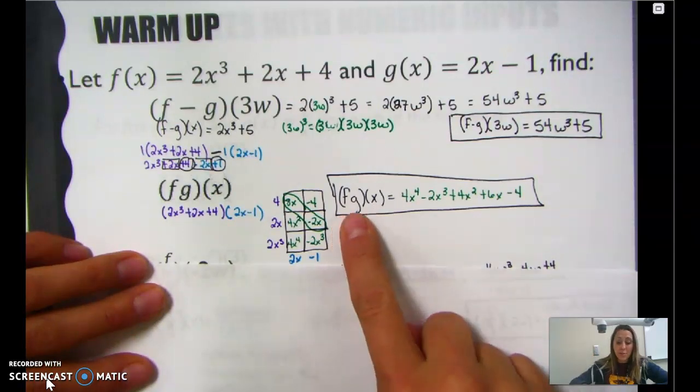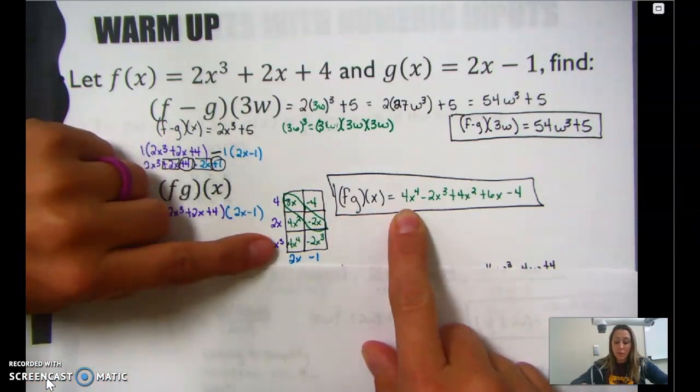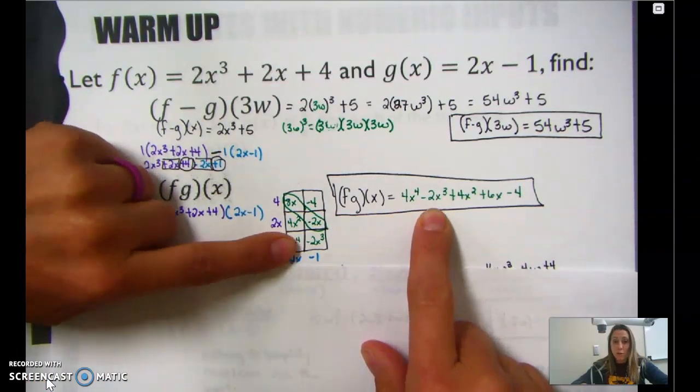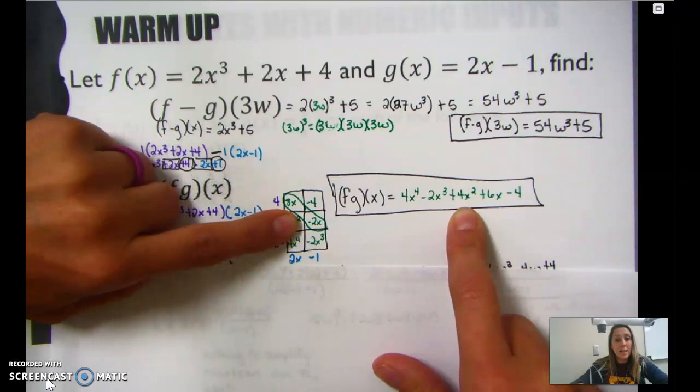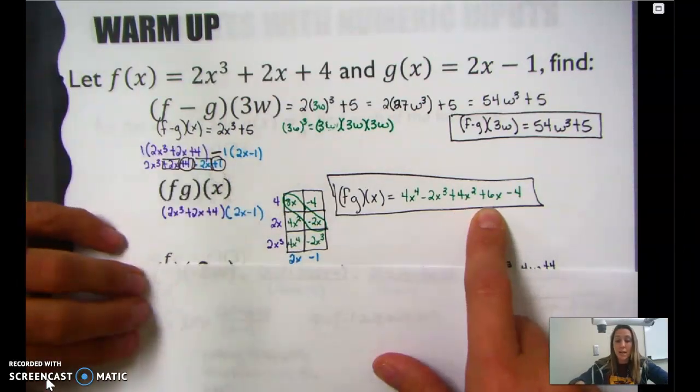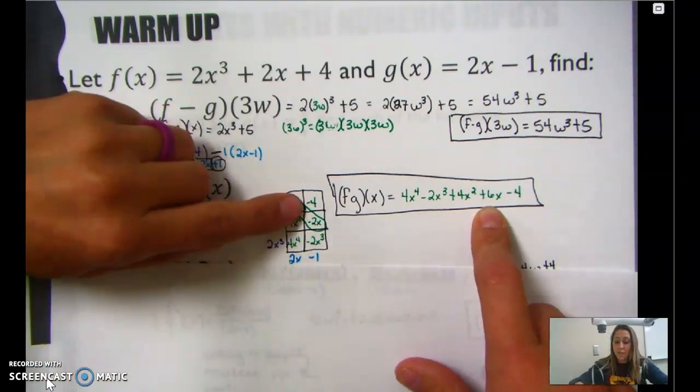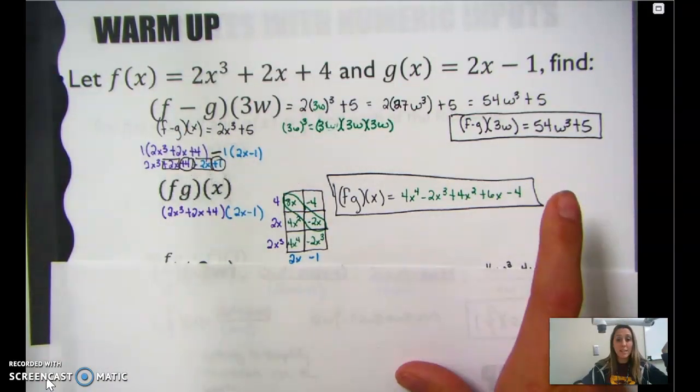So I have f times g of x is equal to 4x to the fourth, because there was only one of those, negative 2x cubed, there was only one of those, plus 4x squared. Again, I didn't have anything to combine it with. Now I have 8x and negative 2x, so I combined those, and I got a positive 6x and then a negative 4. And that's my final answer.